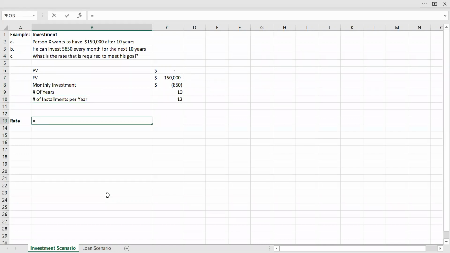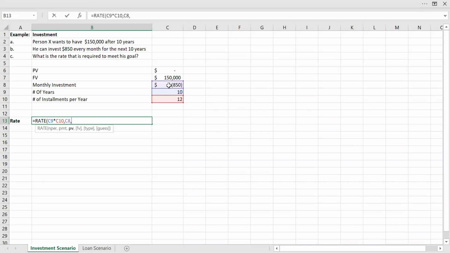Excel comes with a built-in function called RATE. So nper is the number of installments. He's going to make 12 installments for 10 years. And the payment, which he's going to make every month, is 850. It's in negative because it's a cash outflow for him.